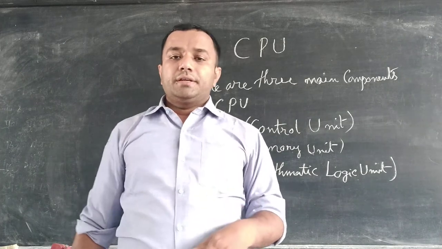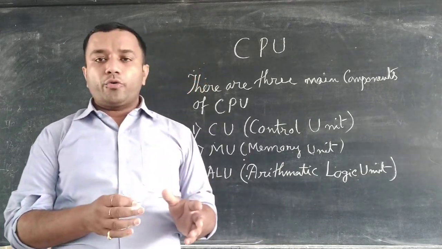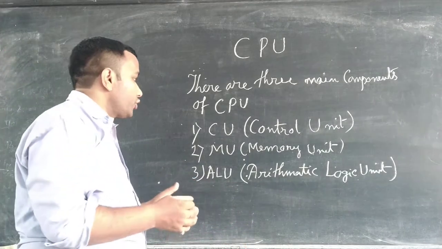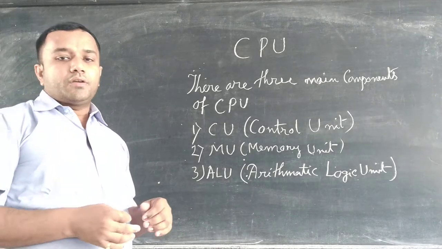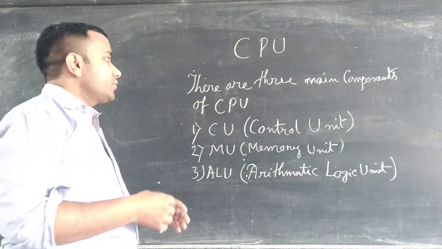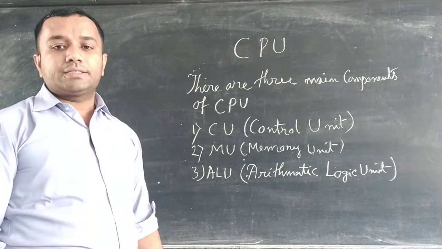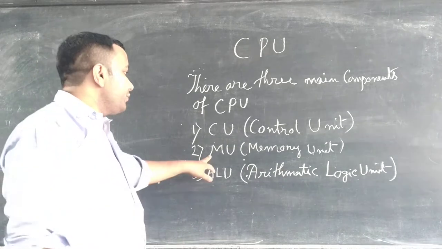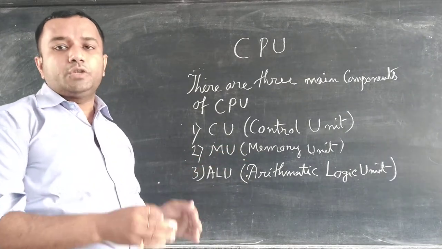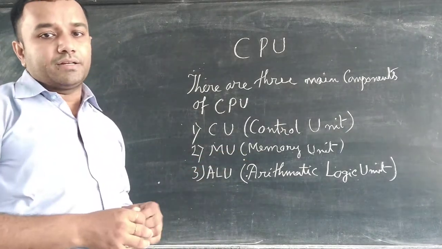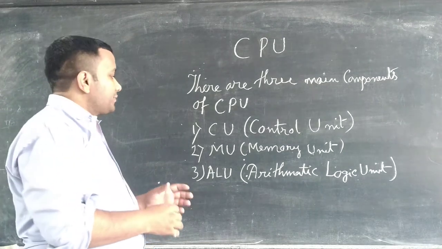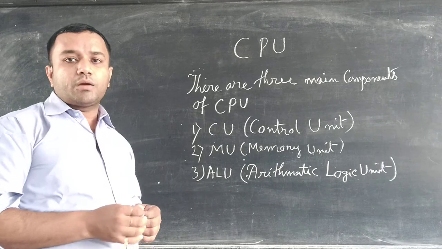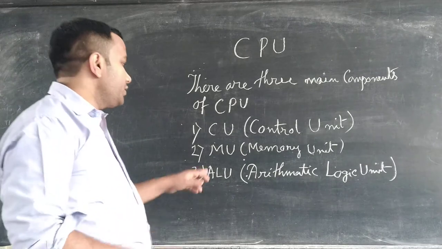Control unit is responsible to control or manage all the tasks, for activating and controlling the operations. It can manage the hardware devices in a computer system. Memory unit is used to store the data. That means when you want to save your file into the computer system, then the memory unit is used.